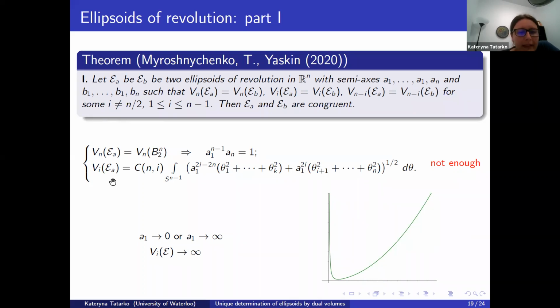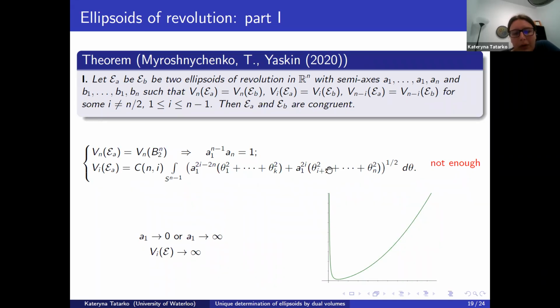Then if I look at any other ith intrinsic volume and use the previous formula, I get a function only in terms of one variable A1. But if I look closely at this function, I can note that if I make A1 very small, then the intrinsic volume will be very large, and vice versa. If I make A1 very large, the intrinsic volume still will be very large. So in terms of the graph of the function, it will look something like that.